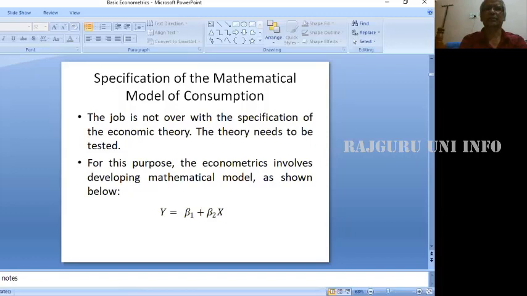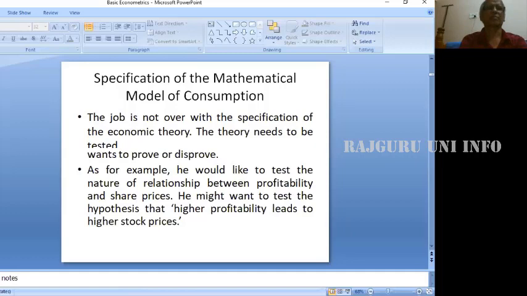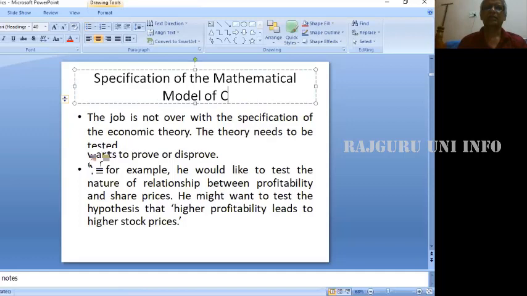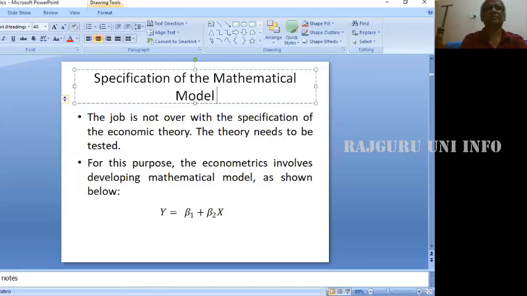The second step involves specification of the mathematical model of the relationship. Why model? What is this model? And what happens if I don't develop models? Model is a desired result that I would like from my research. I have my own hypothesis and I want to prove my hypothesis to the world at large or disprove it and develop the knowledge.